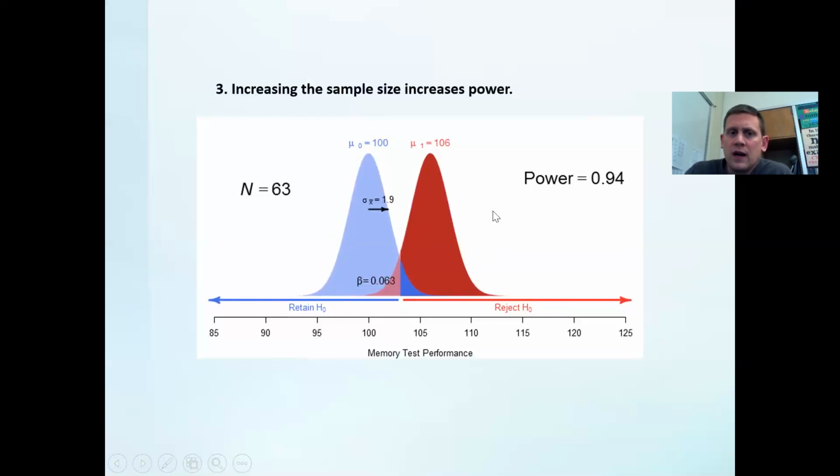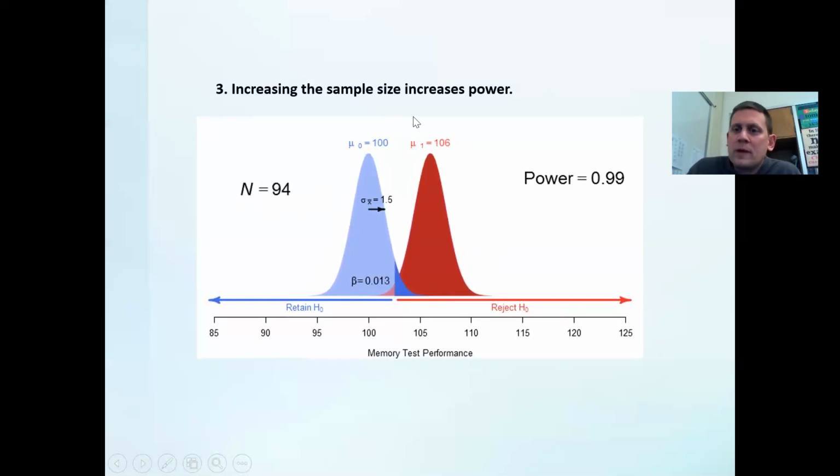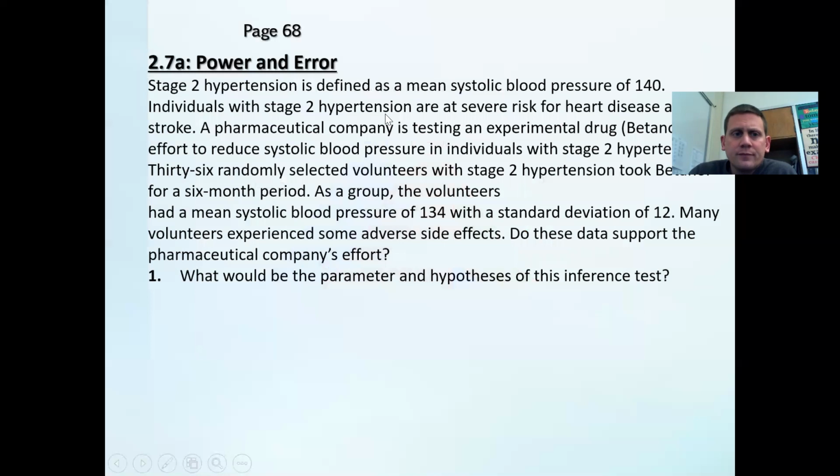So that's one of the optimal ways to change things, but sometimes you can't do that. You can't just go sample a few more people. You have to sample everybody randomly. So that's another way to do that. All right, so let's go through one problem together, and then I'll turn you loose here.